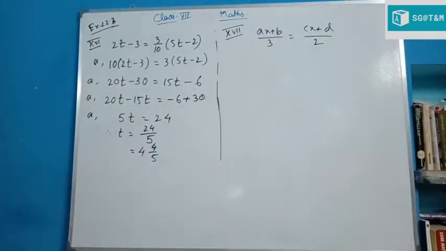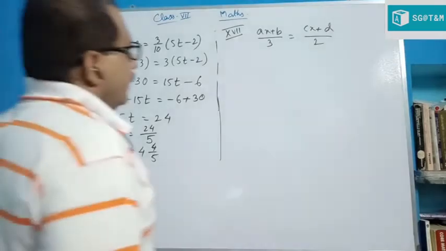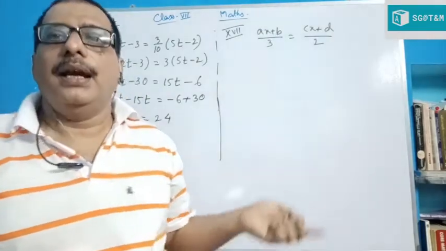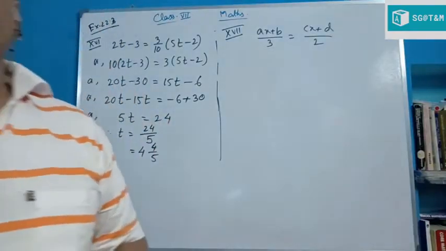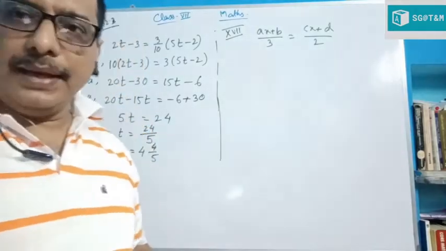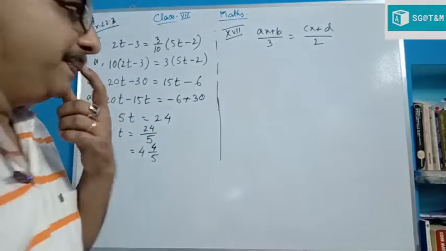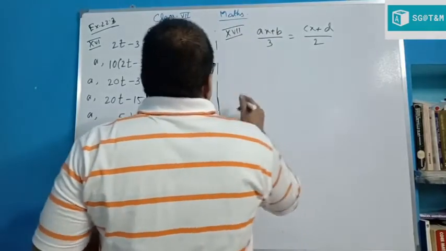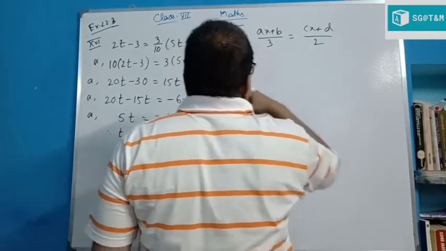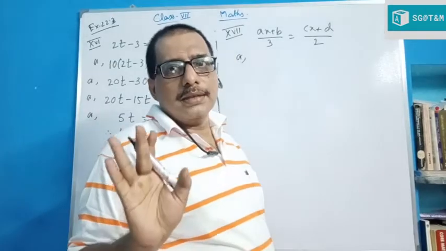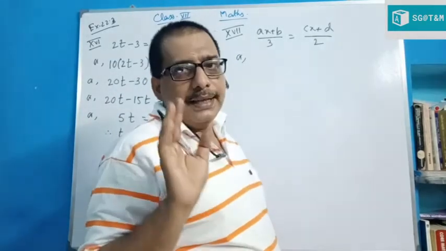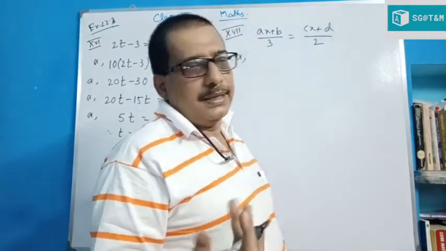No problem at all. These a, b, c, d all are treated as constant. Only variable is x. So we have to find out the value of x in terms of a, b, c and d. Don't worry about a, b, c, d. It is no problem at all.